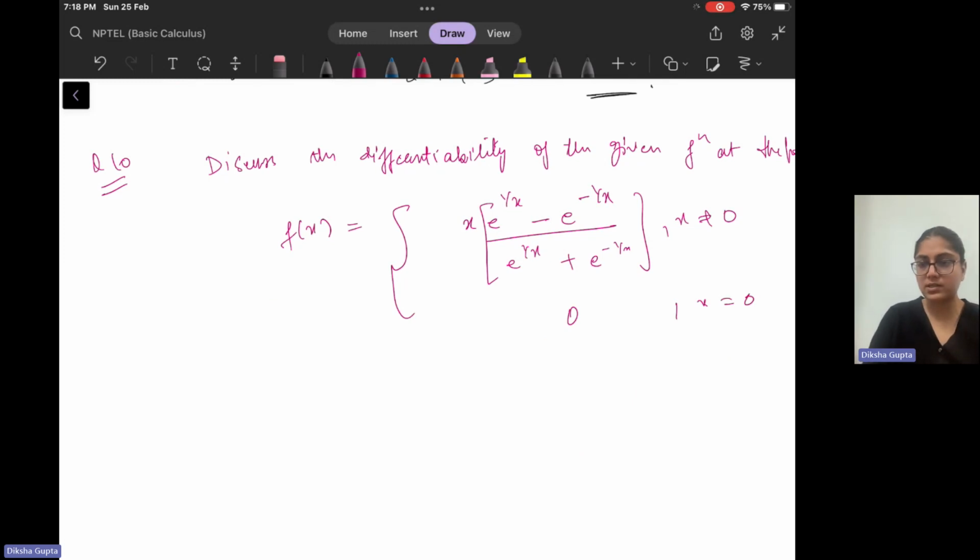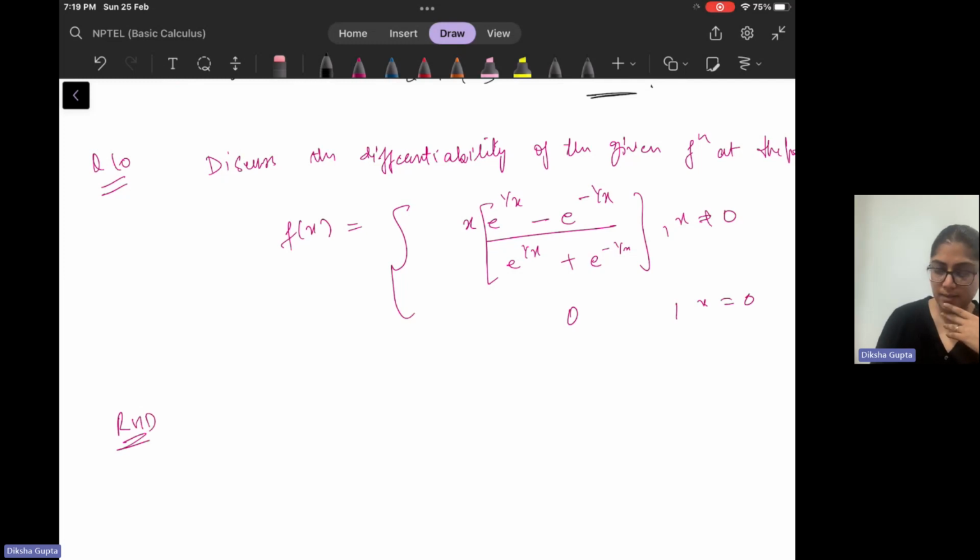So till now, the questions we have done included polynomial type of limits where the limit at every point existed, right? So here we'll have to check the right hand derivative and the left hand derivative.